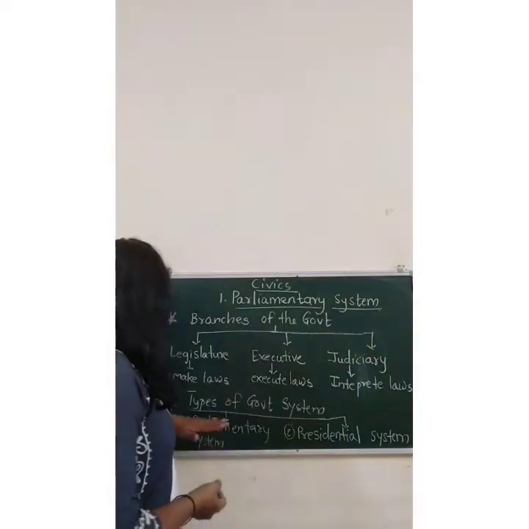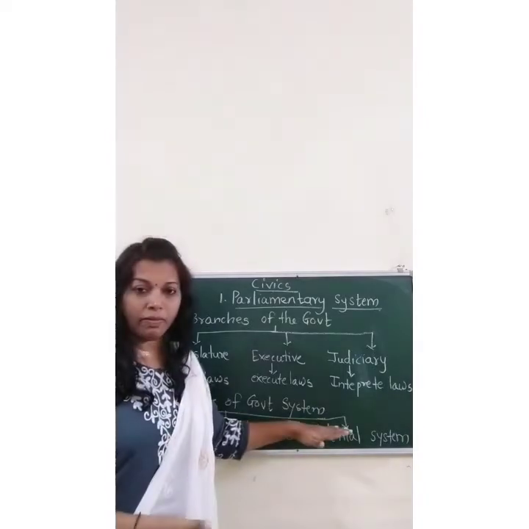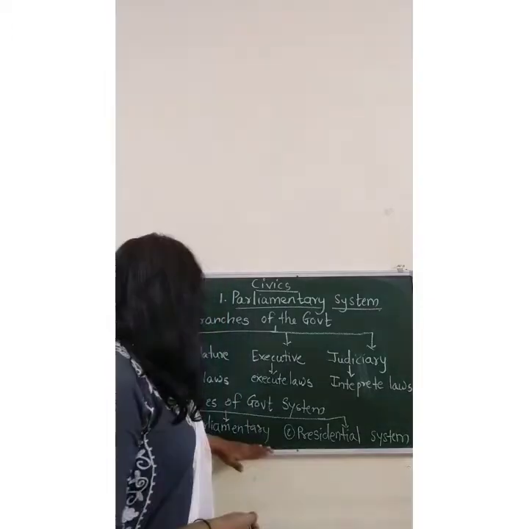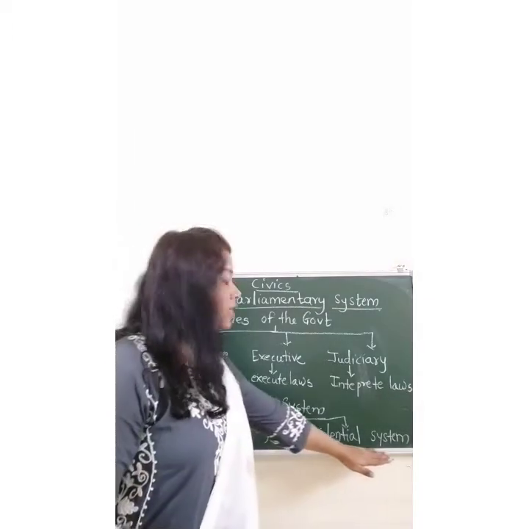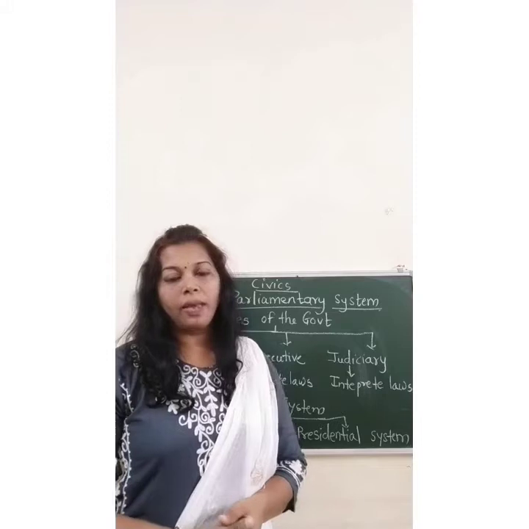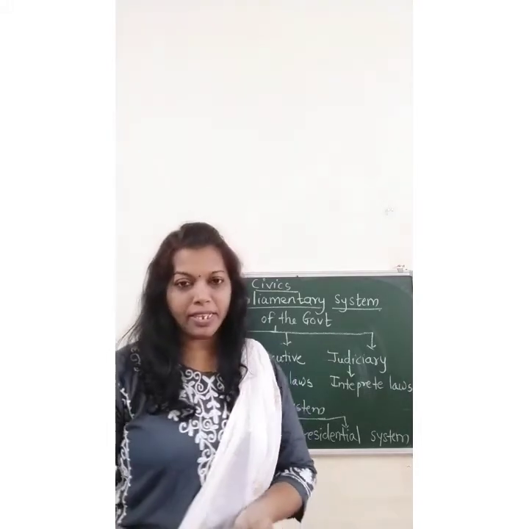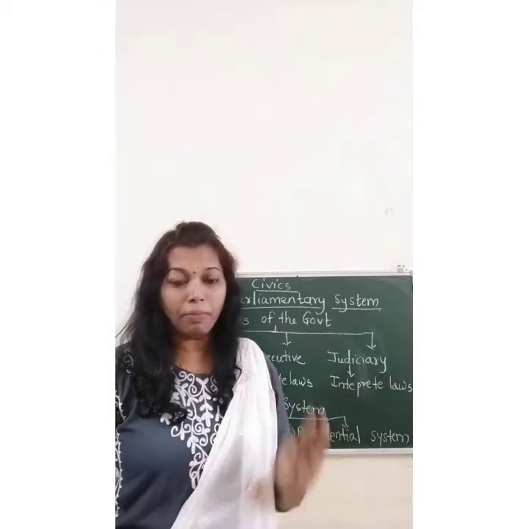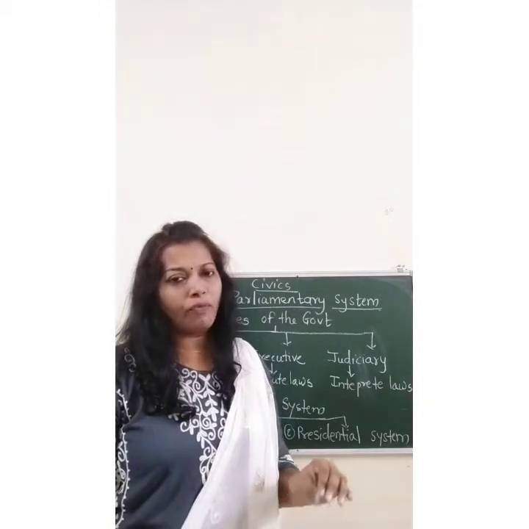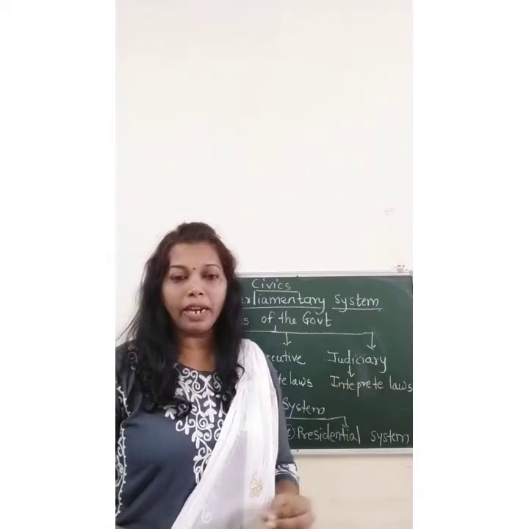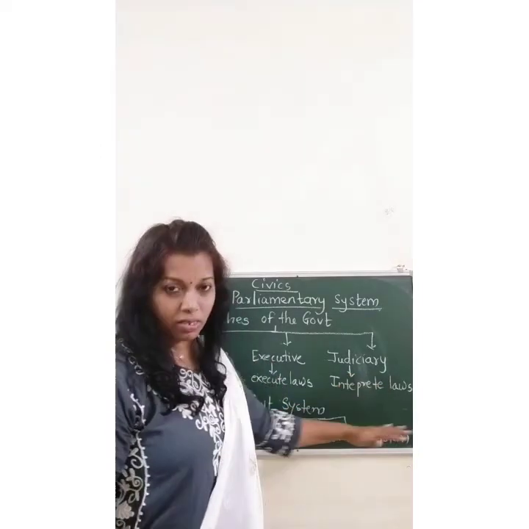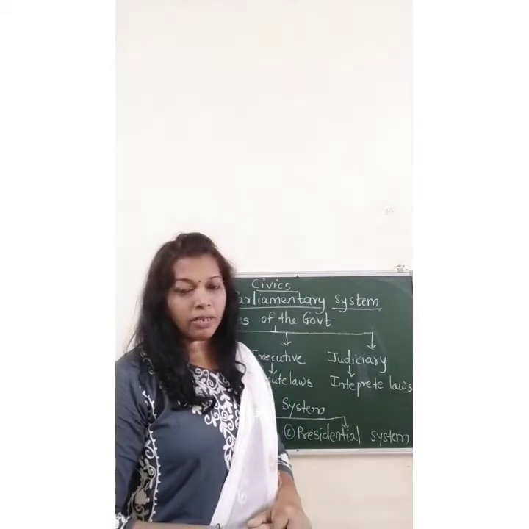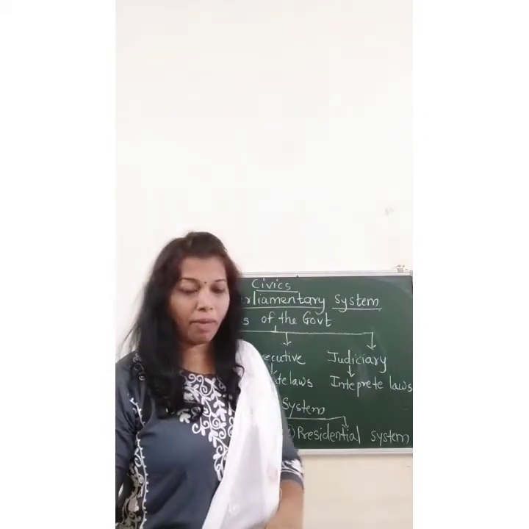After this, there are the types of government systems. There are two types: the first one is the parliamentary system, and the second one is the presidential system. All of you know America. America follows the presidential form of government. The first country that started a system of government like this was England, and England started the parliamentary form of government.